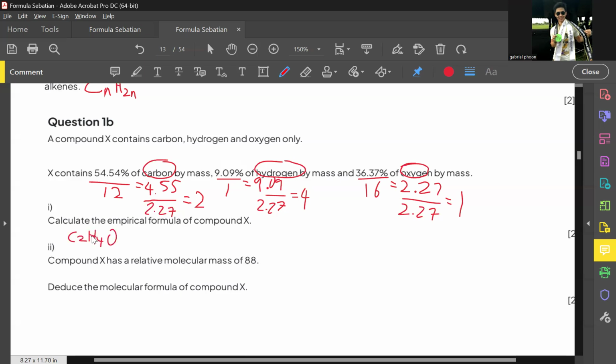very good. Hey, remember how to do this, guys? This is quite 3 marks in your exam. You need to remember the steps to find the empirical formula, which comes up quite often, guys. You need to know.